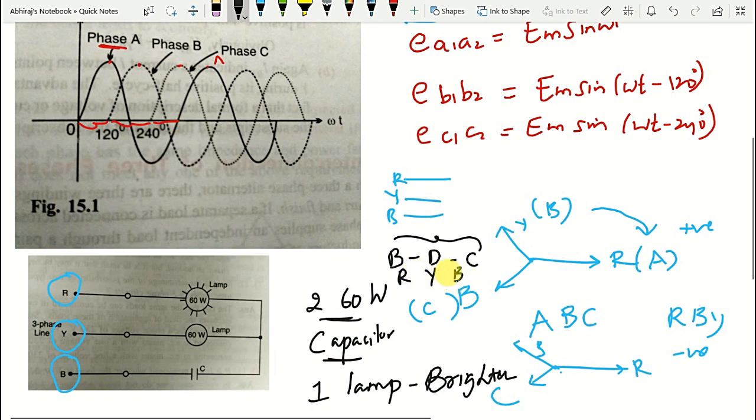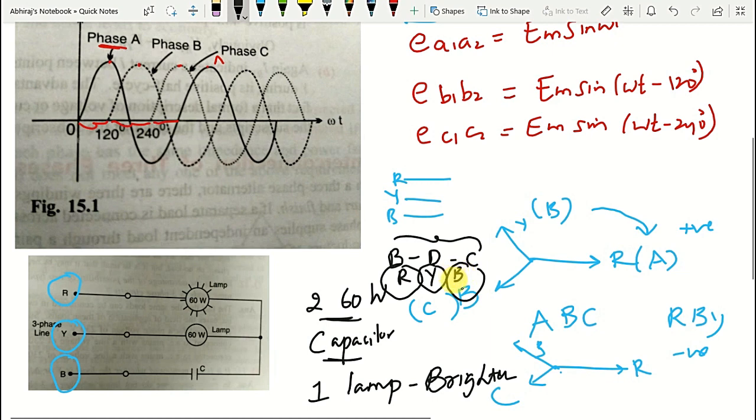So this is how the sequence is determined by using simply two 60-watt incandescent lamps and a capacitor. In one of the phases you will see one lamp glow brighter than the other. The brighter lamp is taken as the first in the sequence, followed by the dim lamp and then the capacitor. The R phase will burn brighter, the Y phase is with the dim lamp and the B phase is with the capacitor.